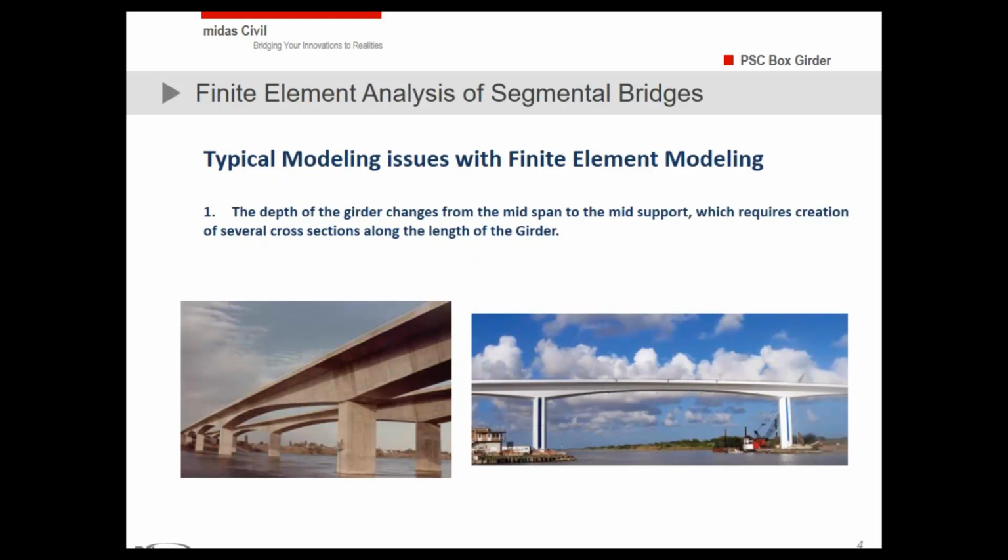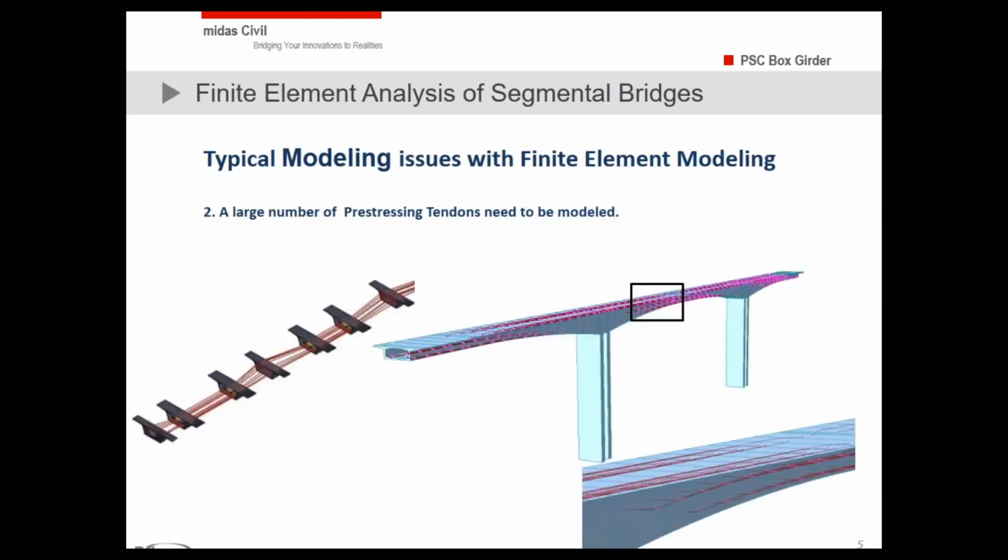Typical modeling issues for segmental bridges: you have the change in depth. As the bridges or the segments are constructed, they get reduced in size of the section. So having a program that can handle that is very important. You know, the amount of tendons. I'm going to show you later on different functions that you can use to model those tendons. You can do them automatically.